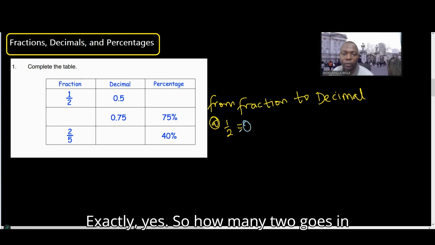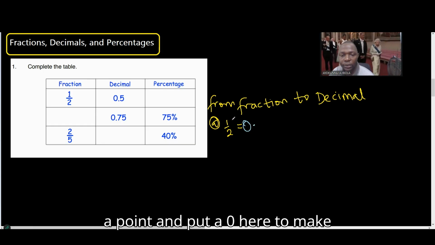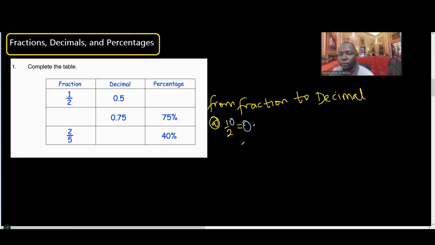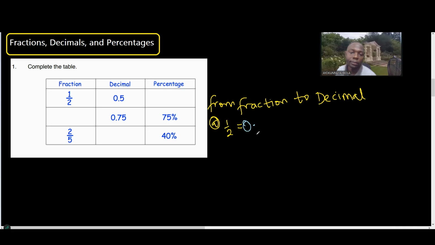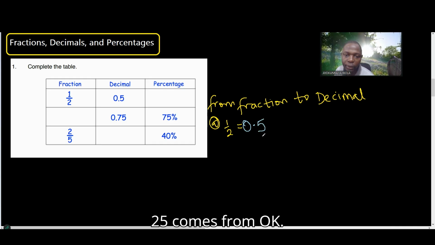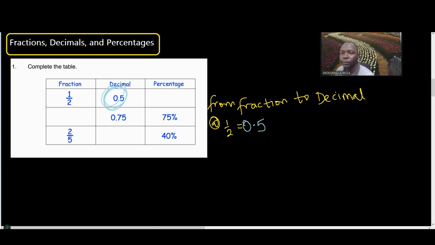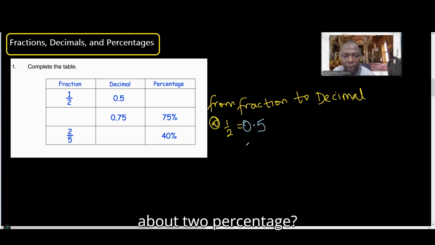So how many 2 goes in 1? That's 0. Then we now put a point and put a 0 here to make 10, right? So how many 2 goes in 10? 5. And that's where the 0.5 comes from, okay? Now, what about to percentage?